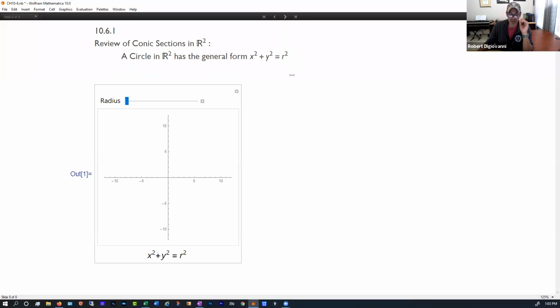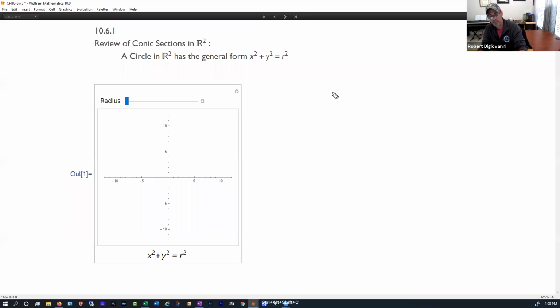So the first thing is a review, all right? We want to talk about what we know from two-dimensional space. In two-dimensional space, we have these general shapes that we should know what their equations look like. If you see x squared plus y squared equals r squared, we should all know that that's a circle. We should all know that it's centered at the origin.